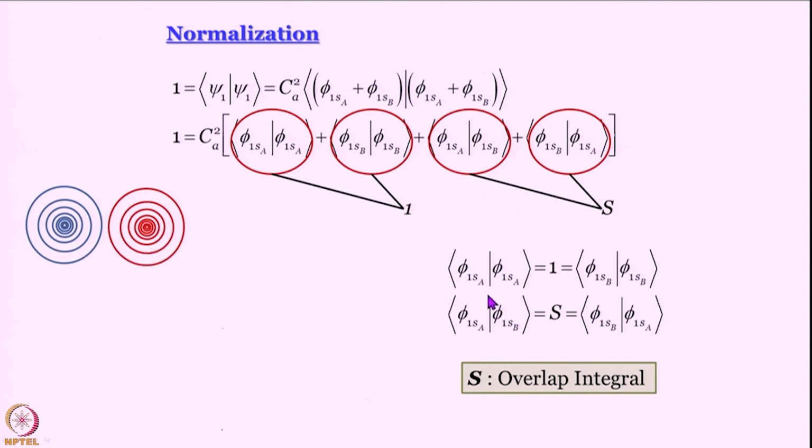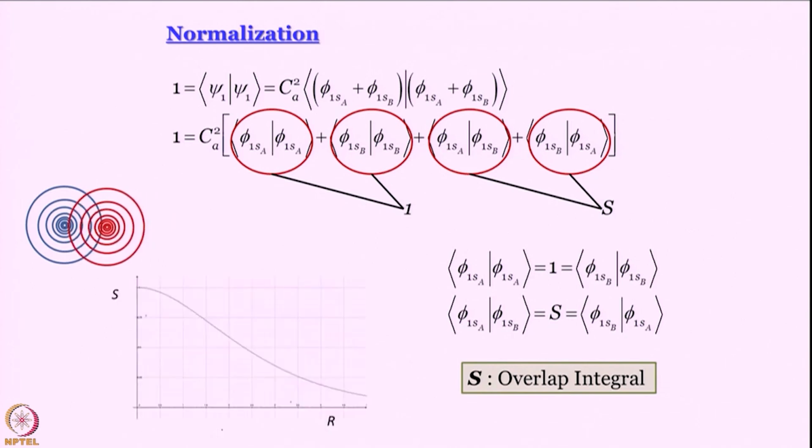What happens when they move closer? As overlap increases, say in this region, let us say that contours denote significant values of psi. In this region of overlap, both 1sa and 1sb will have significant value, product will have significant value. So, when you integrate the value of the integral is going to increase, and as they come closer and closer, the value is also going to increase to a saturation, something like this.